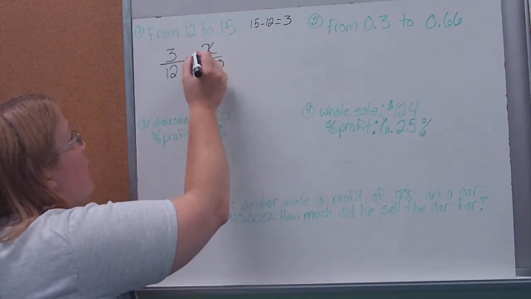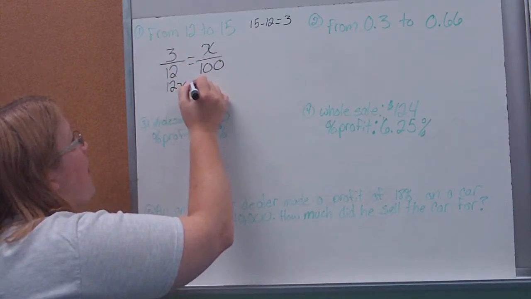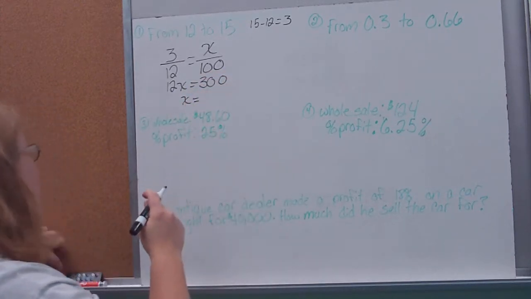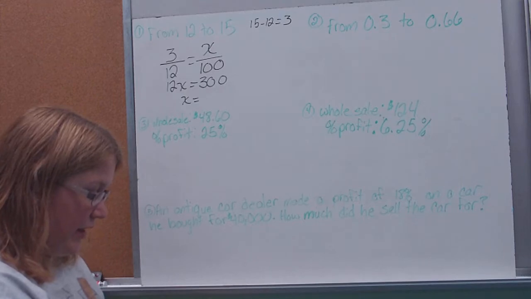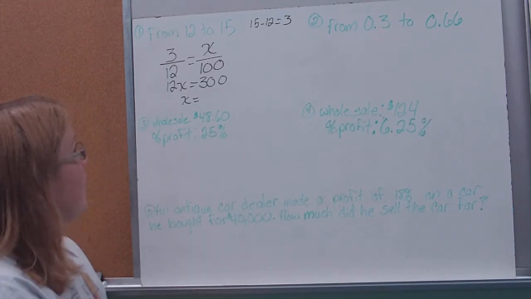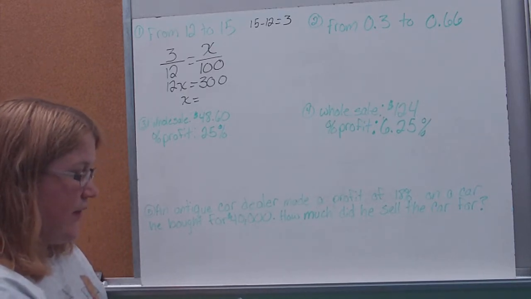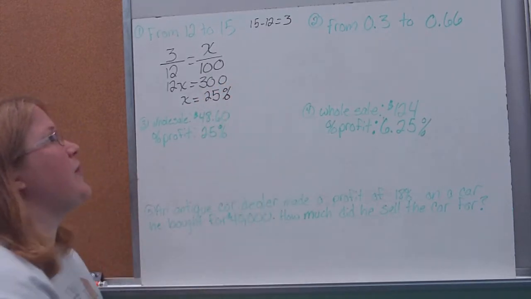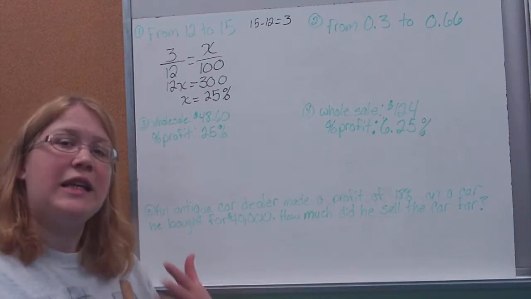Okay? So again, we're going to cross multiply and then solve our equation. And I'm going to borrow my handy-dandy calculator just to save us some time. 12 goes into that 25 times, so that is a 25% increase.